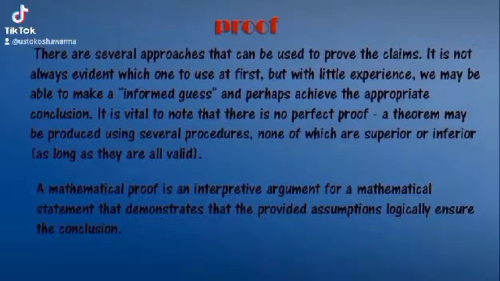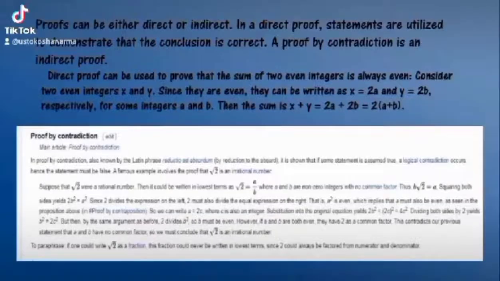Mathematical proof. Mathematical proof is a method of demonstrating the truth of a mathematical theorem. Axioms or theorems that have already been proven to be true can be used to prove a statement. It is a vital note that there is no perfect proof. A theorem may be produced using several procedures, none of which are superior or inferior as long as they are all valid. A mathematical proof is an interpretive argument for a mathematical statement that demonstrates that the provided assumptions logically ensure the conclusion. A mathematical proof can be either direct or indirect.